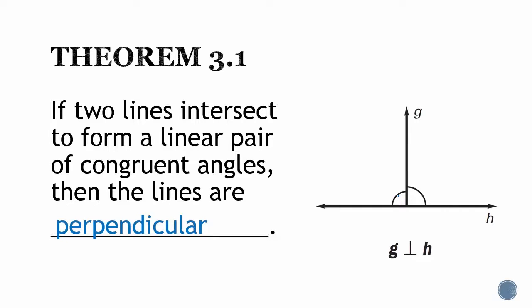Linear angles are equal to 180 degrees, so in order for these to be congruent, this has to be 90 degrees and this has to be 90 degrees. The notation for perpendicular is this upside down T, and this is saying that G is perpendicular to H. So know this notation here stands for perpendicular.